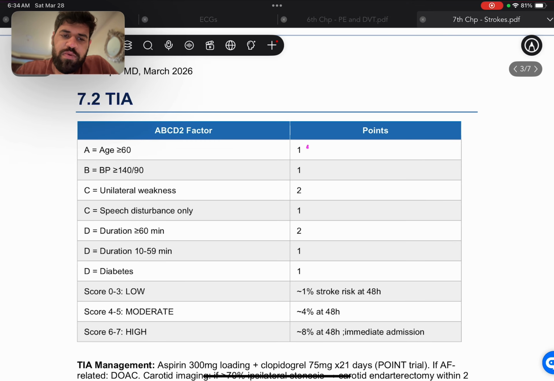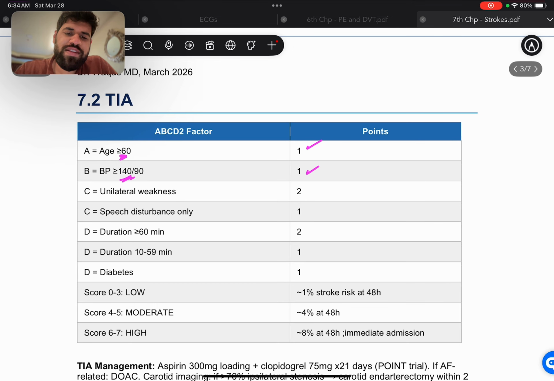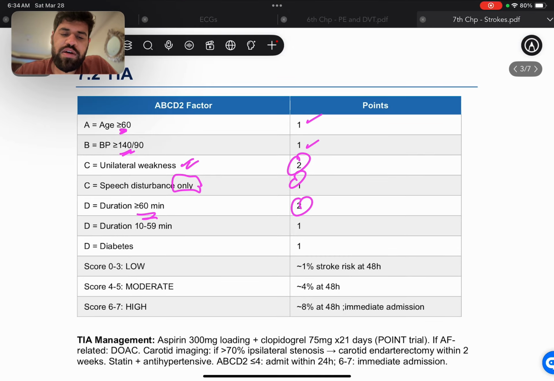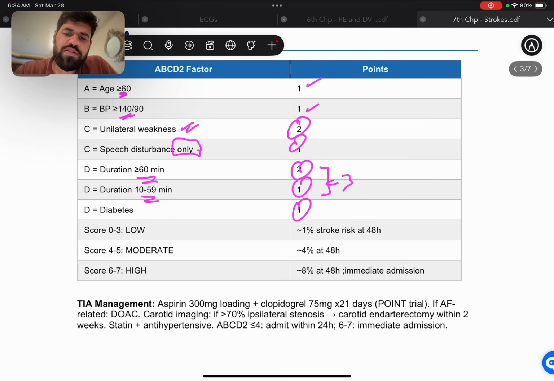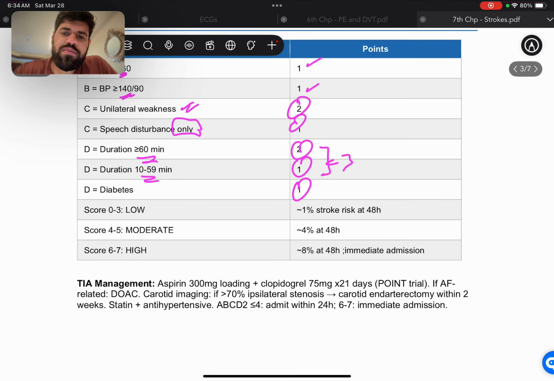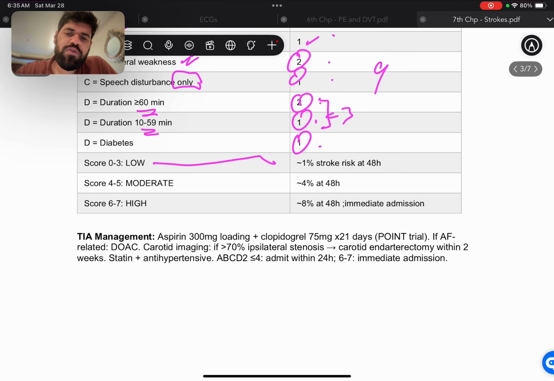So age more than 60 is 1, BP more than 140 by 90 is again 1, unilateral weakness is 2, speech disturbance only is 1, and duration greater than or equal to 1 hour is 2. If duration is less, then it's 1 point. Diabetes is 1. And the maximum score that you can get is 1, 2, 3, 4, 5, 6, 7, 8, 9, so out of 9. Alright, anything that's 0 to 3 is low, and it's about a 1% chance of a stroke in the next 48 hours.